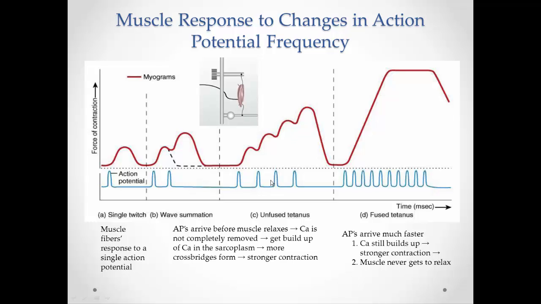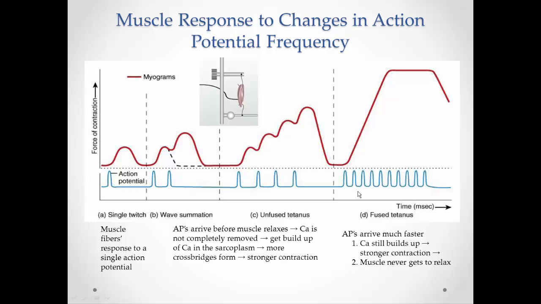Okay? So again, it's all related to the idea that the more calcium that's in that cytoplasm, the more cross bridges that form, the stronger the muscle contraction. This is either called wave summation or what's called unfused or incomplete tetanus.